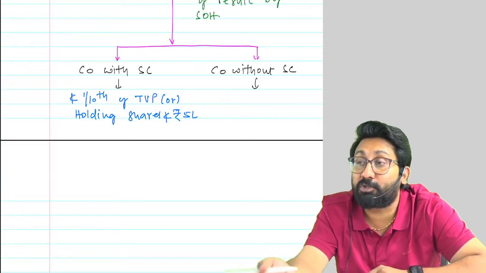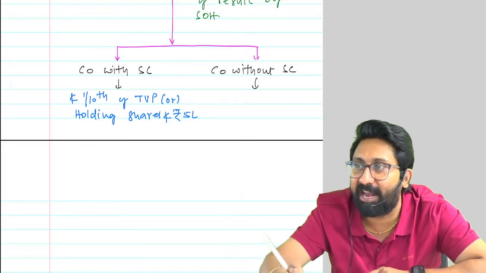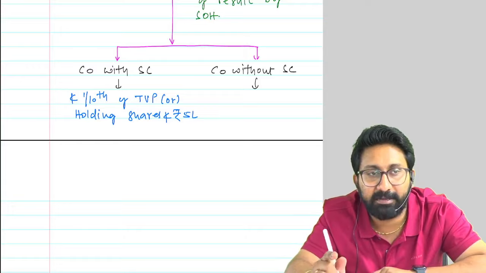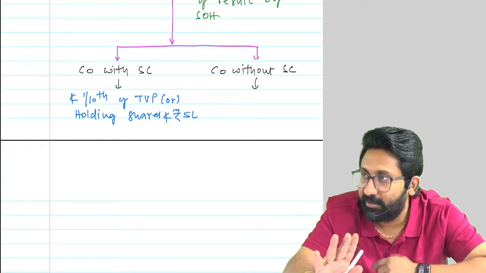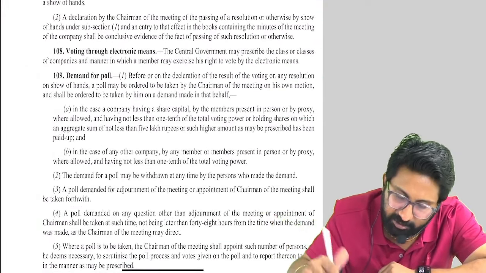My company is so small, paid up capital of 4 lakh. Then from where will you get 5 lakh? At that time, 1/10 will help you. That's why they didn't say higher or lower. Either this or this, any of these two you should satisfy. Understood or not? That's why I've written the Act for you.